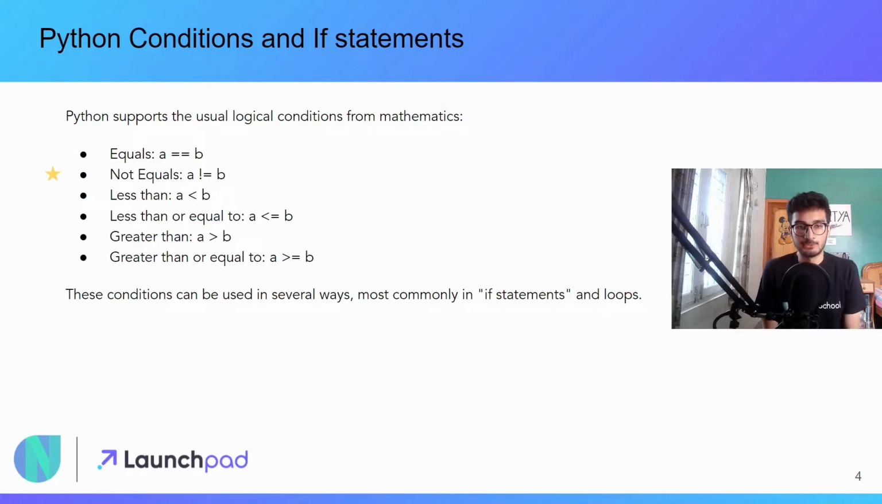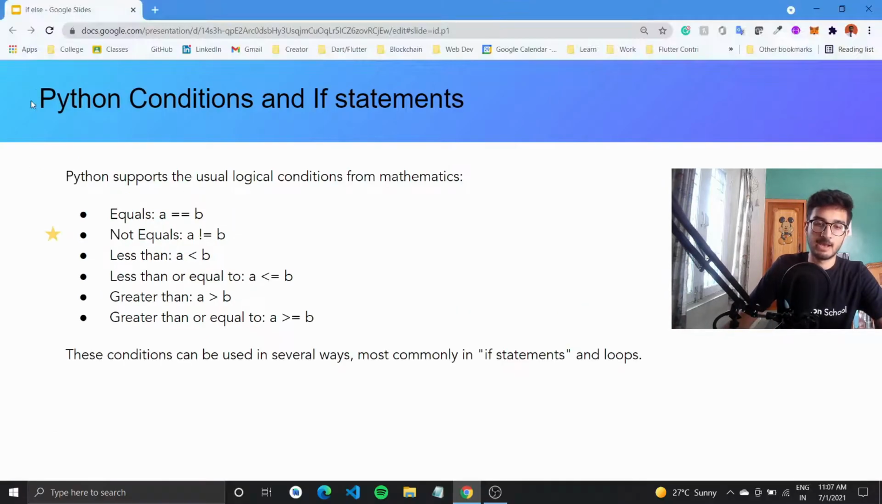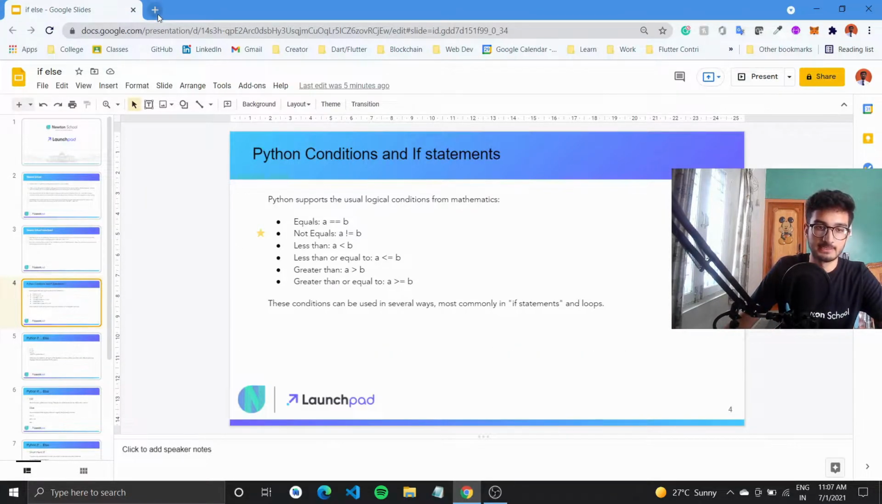So coming to the Python conditions and if statements, we have already seen that Python supports the logical conditions from mathematics. We can use equals, not equals, less than, a is less than b, or less than or equal to, greater than, and other such logical conditions in Python. These conditions can be used in a number of ways, but we mostly use them with if statements. We have seen if statements in the past, but today we'll take them up at length.